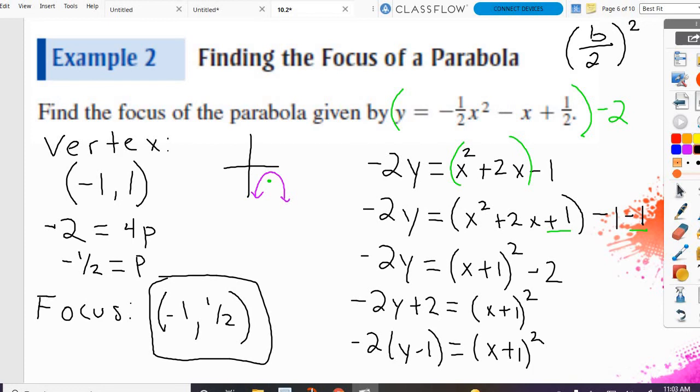How did we get this? The half of the 1/2. Here? I took my p value and I'm going to add that to the k value. Because we said that it's going to be below my vertex, right? And remember that p is the distance that my focus is from my vertex. And because it's below it, we added the p value to the y value. Does that make sense? Yeah. Other questions? No? Okay.